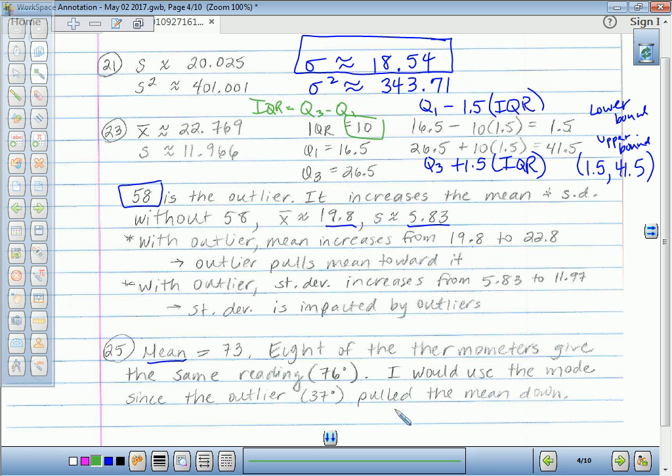All right, so 23 was kind of a big problem. One, you had to know that this was a sample. Two, you had to discover the outlier. So, questions about 23.